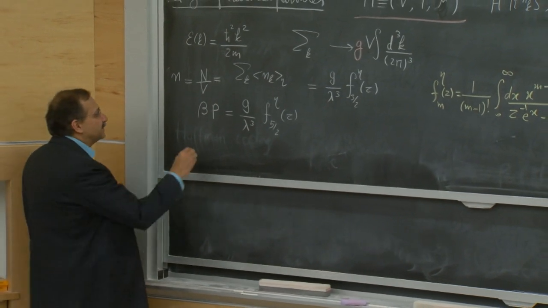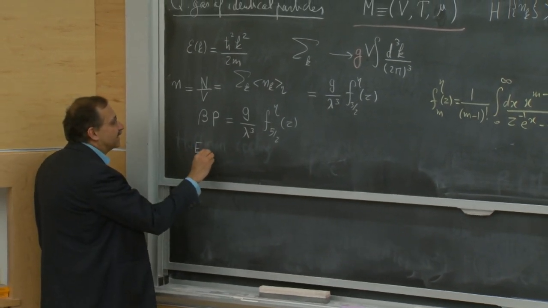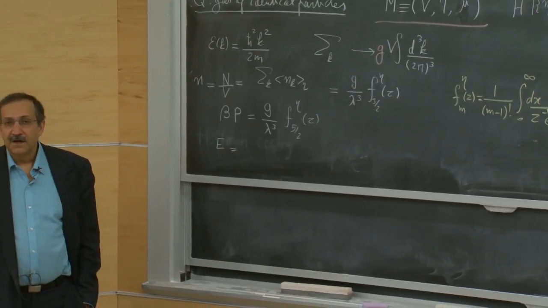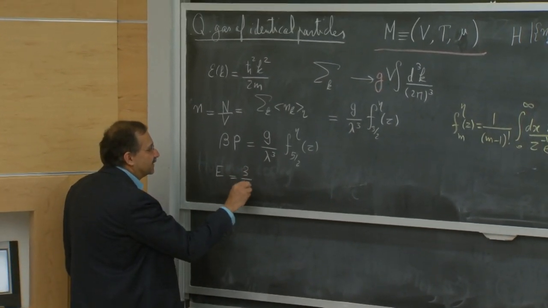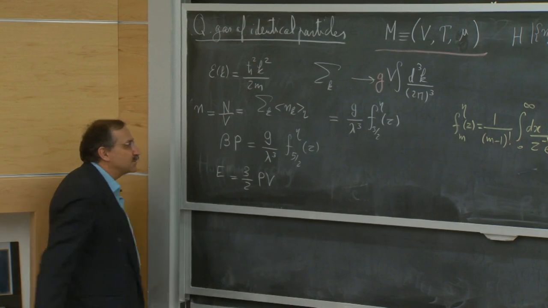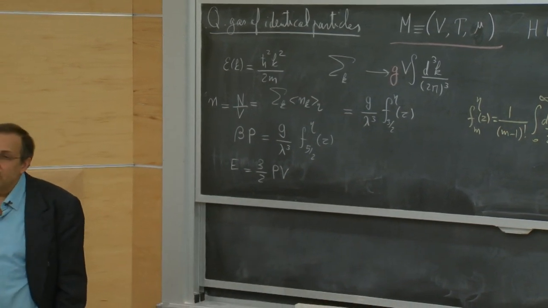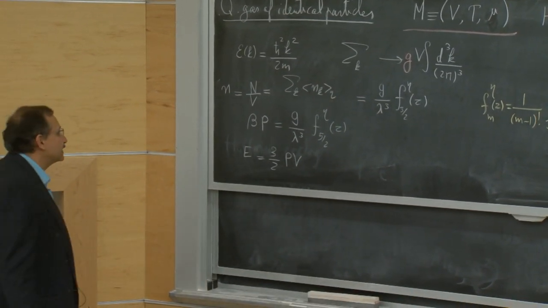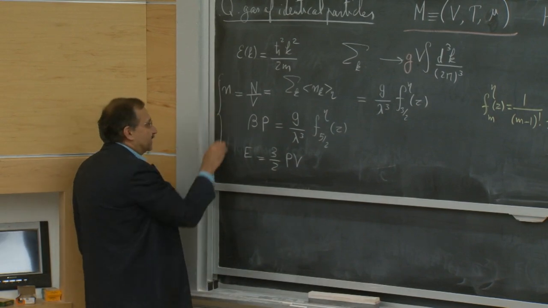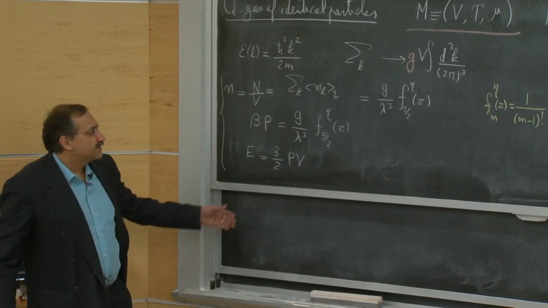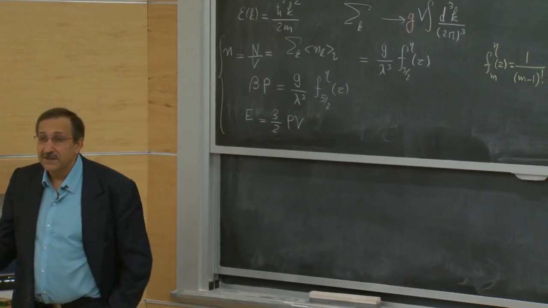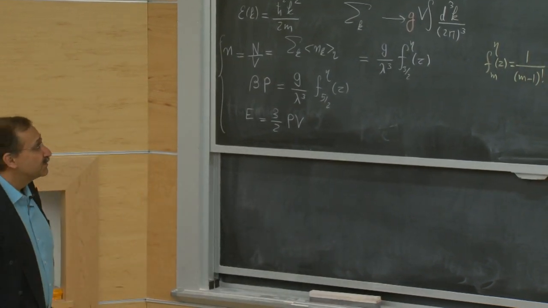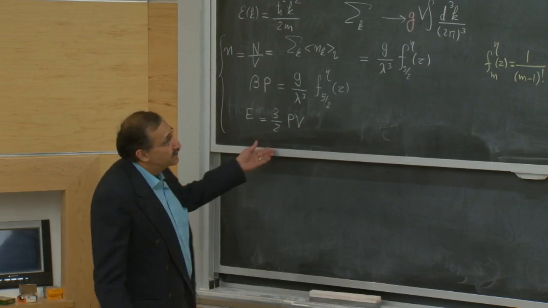And that if we were interested in energy, we could simply use 3/2 PV. This was correct for both fermions and bosons, irrespective of the difficulties or the variations in pressure that you would have depending on bosons or fermions due to quantum gases.